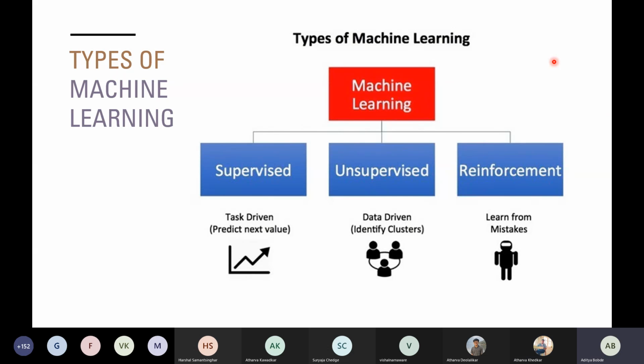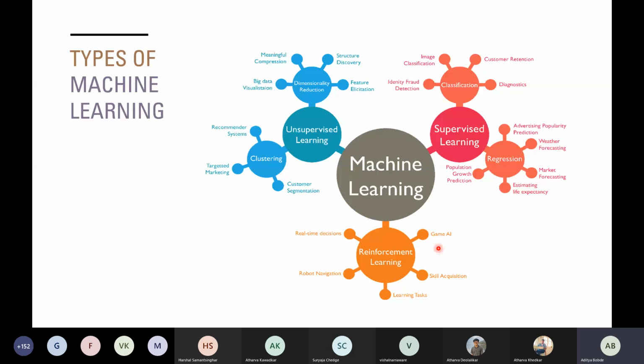Okay, great. That was a great example. So yes, we will be moving forward. In machine learning, we have seen these three types: supervised, unsupervised, and reinforcement learning.